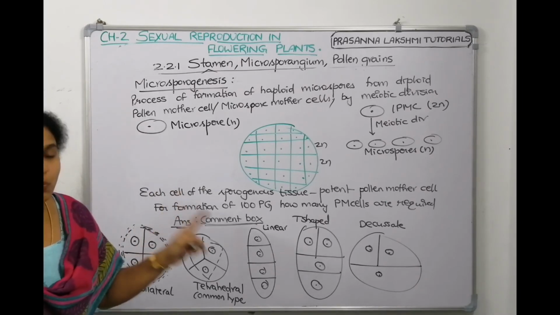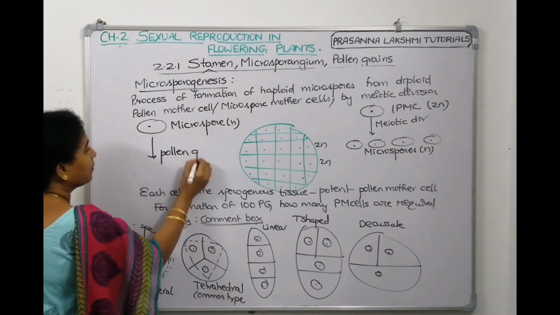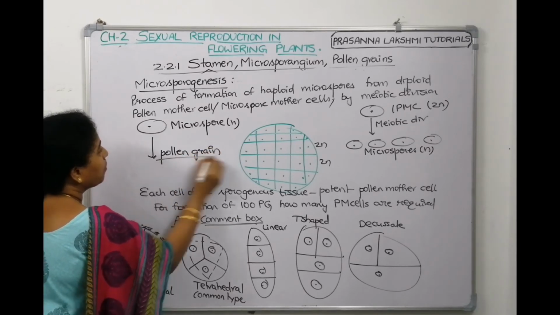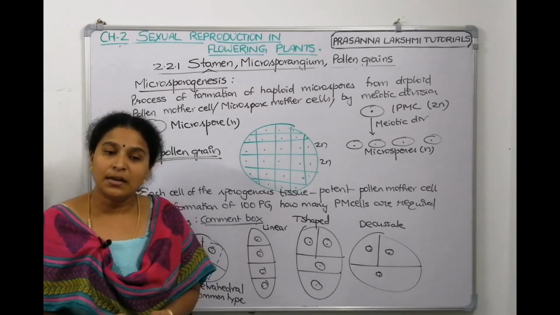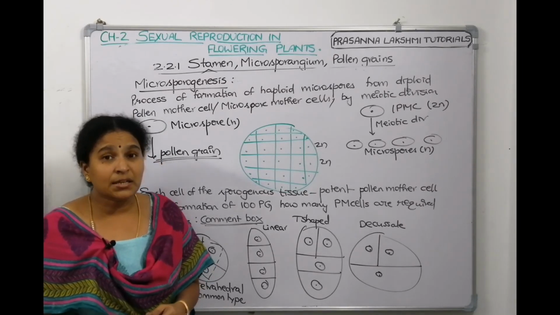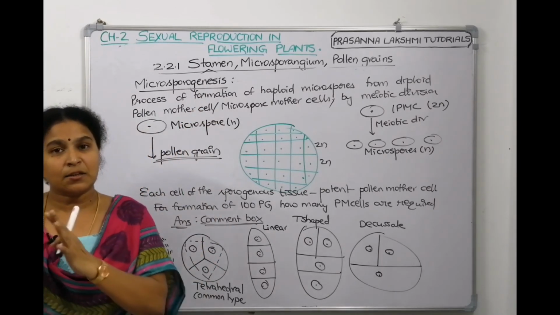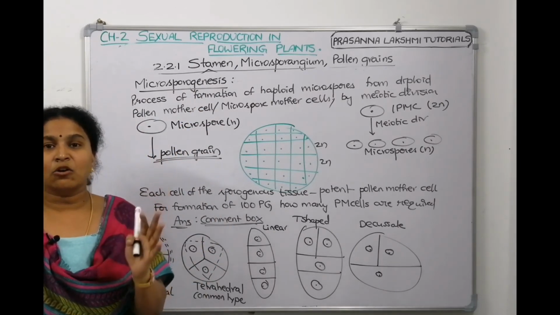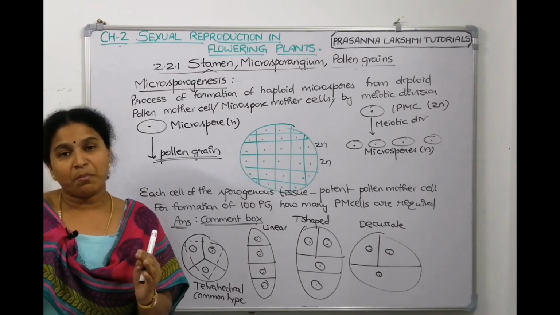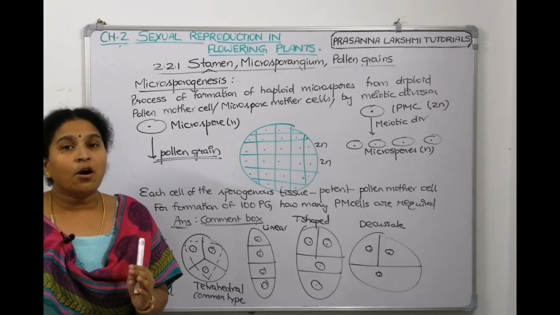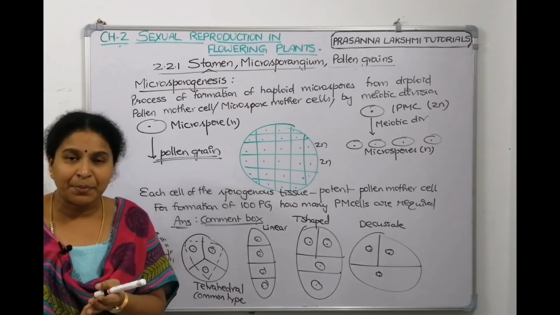Now, this microspore develops into pollen grain. About pollen grain, we will discuss in the next lecture. Now, what did we discuss in this lecture? We discussed about the stamen having 2 parts, filament, the sterile part, and anther lobes, the fertile part. Anther has 2 lobes. In the lobes, microsporangia will be there. The wall of the microsporangium is epidermis, endothecium, middle layers and tapetum.